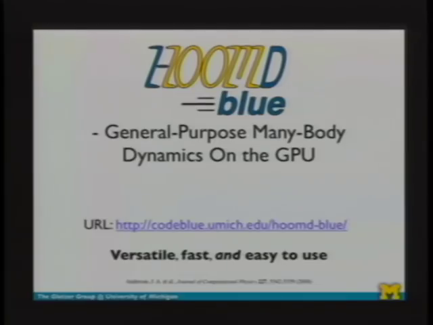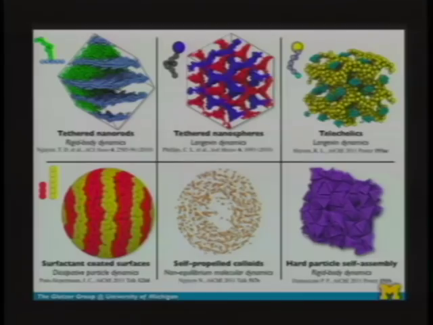And I'll insert an advertisement here for my own code. If any of you are interested in molecular dynamics at all, HOOMD-blue is a general purpose MD code written entirely on GPUs. I work in the Glotzer group at the university here, and we're using HOOMD to simulate varied systems of tethered nanoparticles and other polymer systems, hard particle self-assembly. It's a very, very general code. All these are being simulated in HOOMD on GPUs right now.